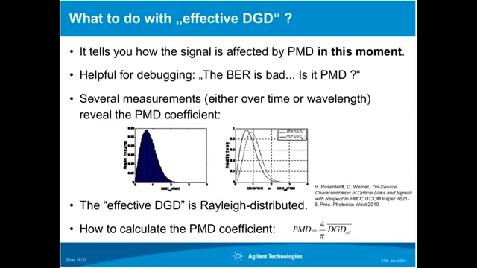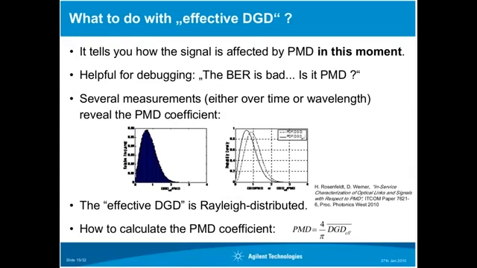So now what to do with the effective DGD? It tells you how strong your signal is affected by PMD at this moment. This is sometimes very useful if you're questioning yourself, okay, I see a very bad bit error rate, and I think it's not due to CD or not due to anything else.